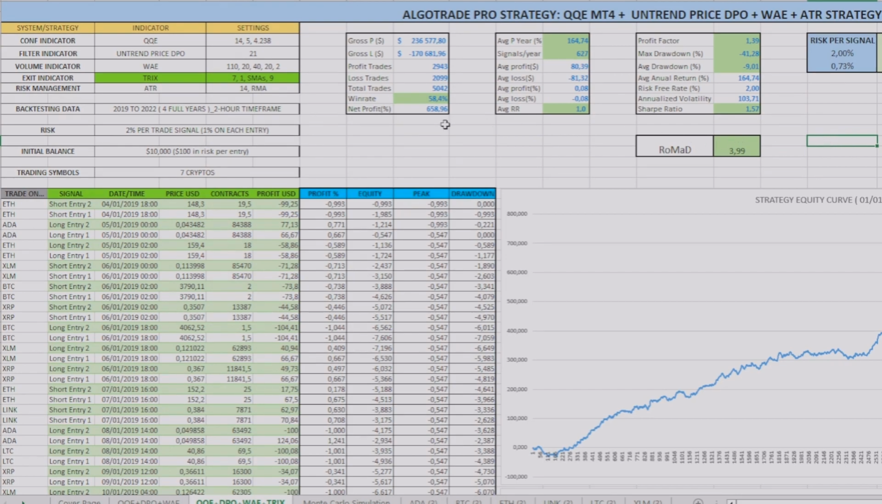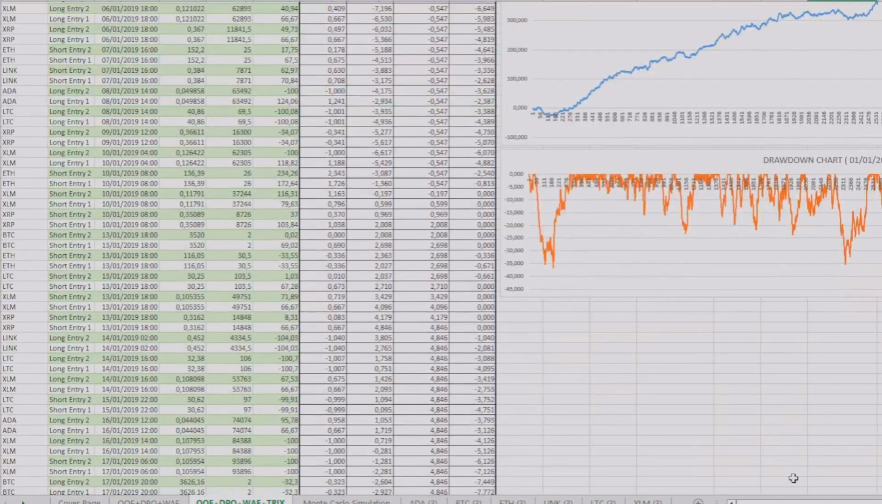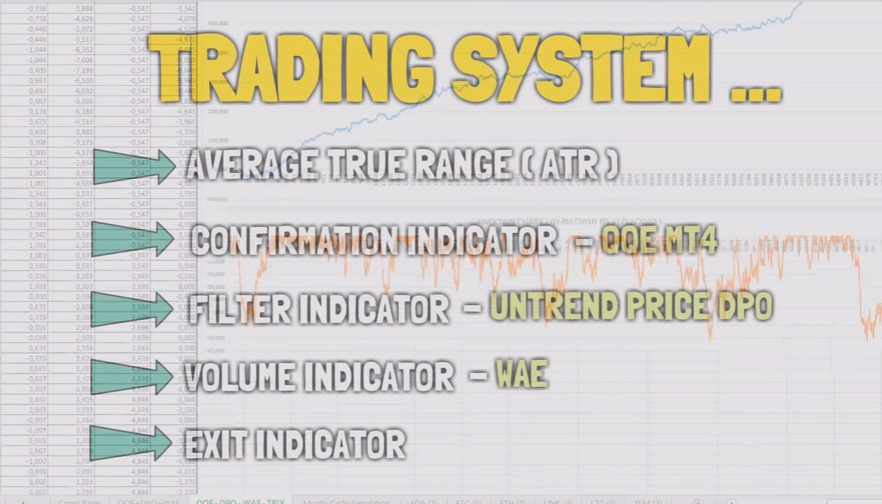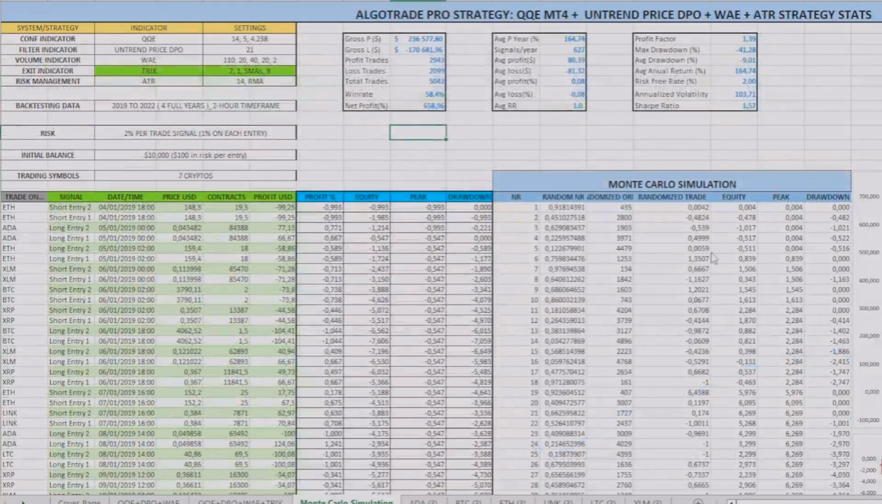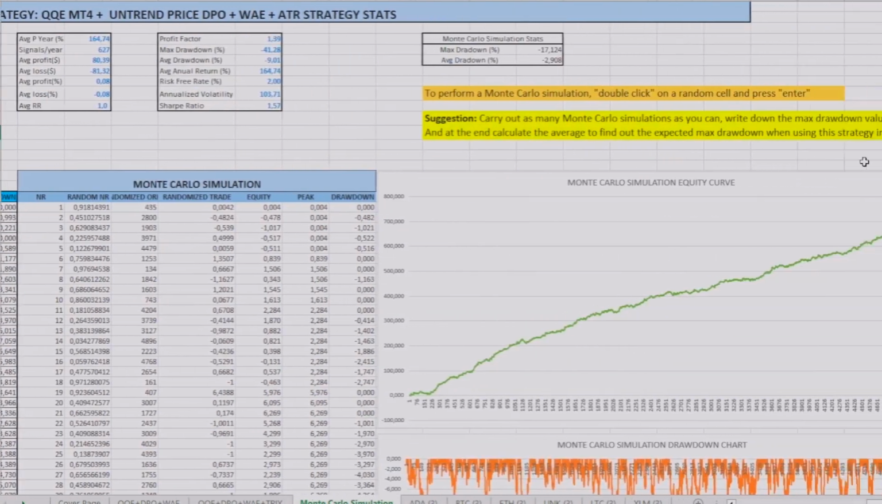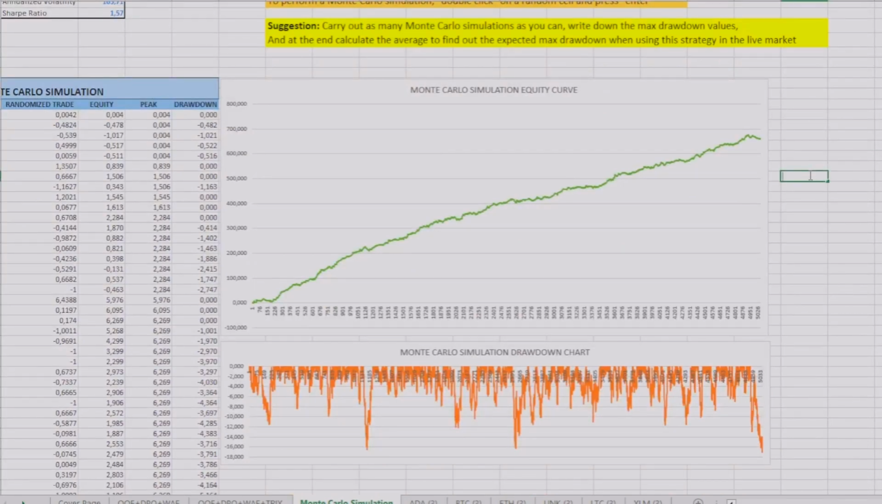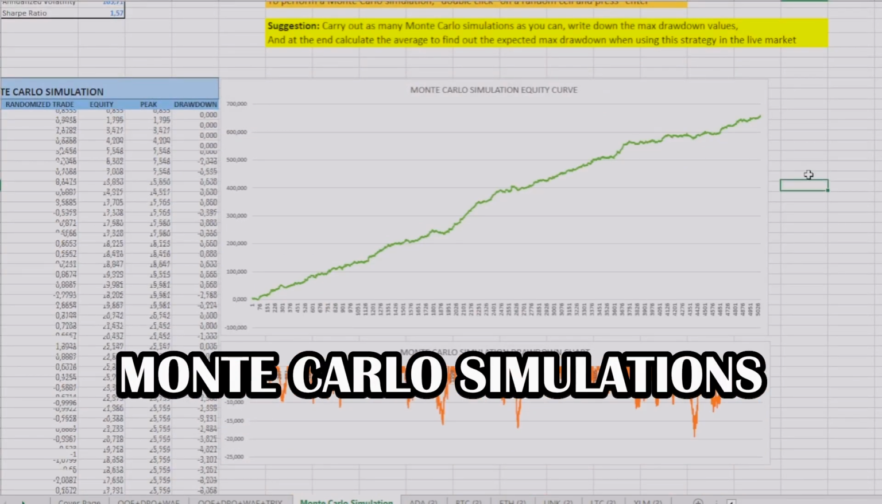Still, I think we can find a better exit indicator in the future. I will work on it. But for now, the tricks indicator with these settings will be our exit indicator. For those who will have access to this Excel, I will leave this sheet here where we will be able to carry out Monte Carlo simulations automatically.